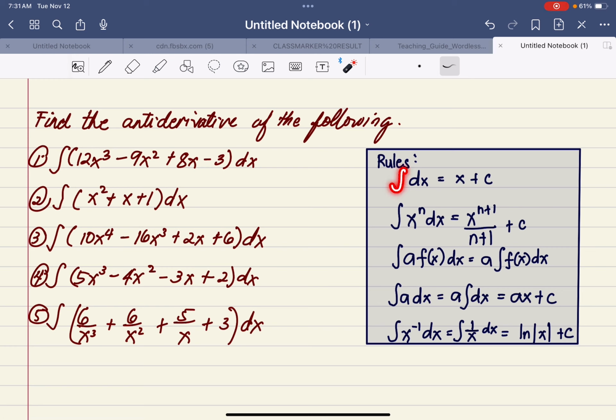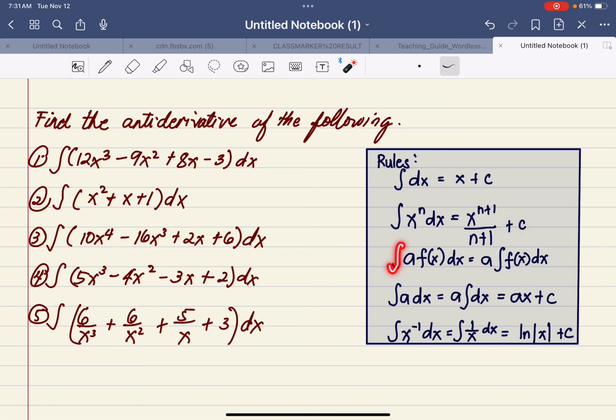The integral of dx is equal to x plus c. The antiderivative of x raised to n with respect to x is x raised to n plus 1 over n plus 1. So just simply add 1 to the exponent and then copy that exponent, divide by that exponent, n plus 1, plus c.